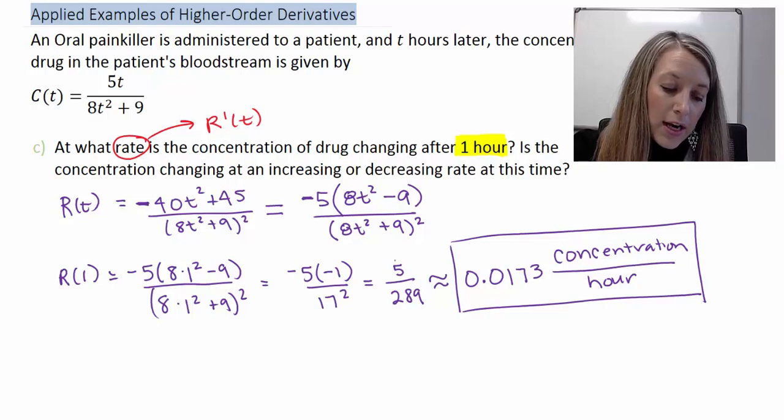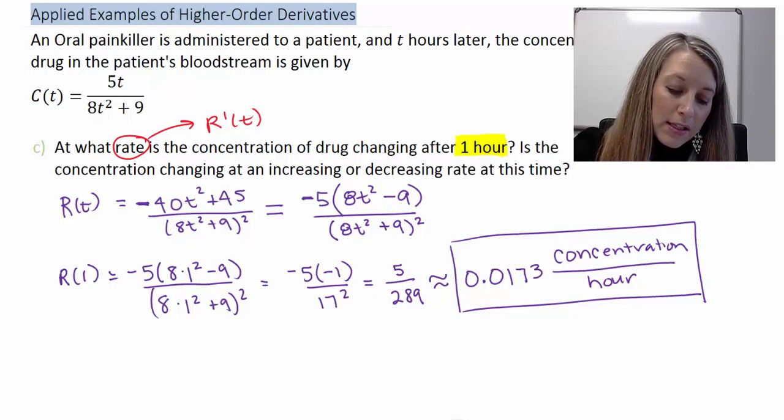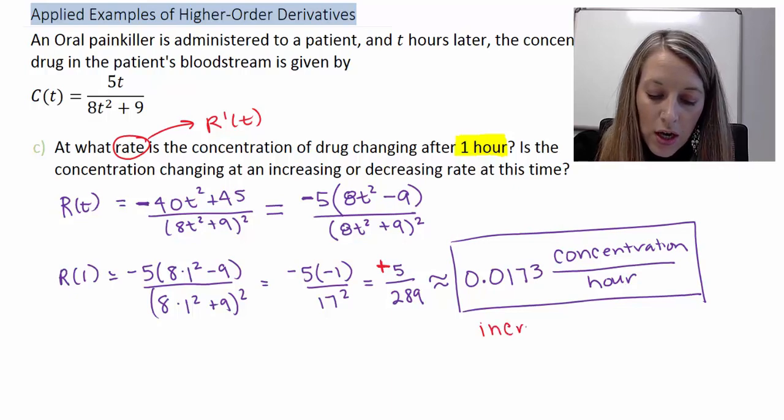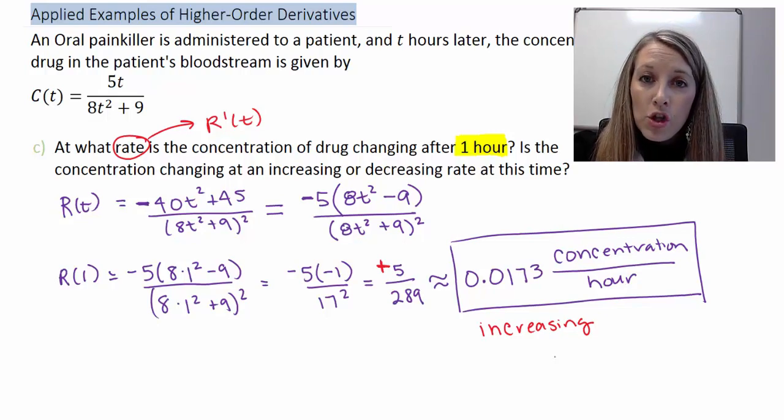The second question asks, is the concentration changing at an increasing or a decreasing rate? Well, we just need to look and see whether my answer is positive or negative. This came up to be a positive answer here, and so therefore my concentration of this drug is increasing at this time. So the blood is absorbing more of the drug at this time.